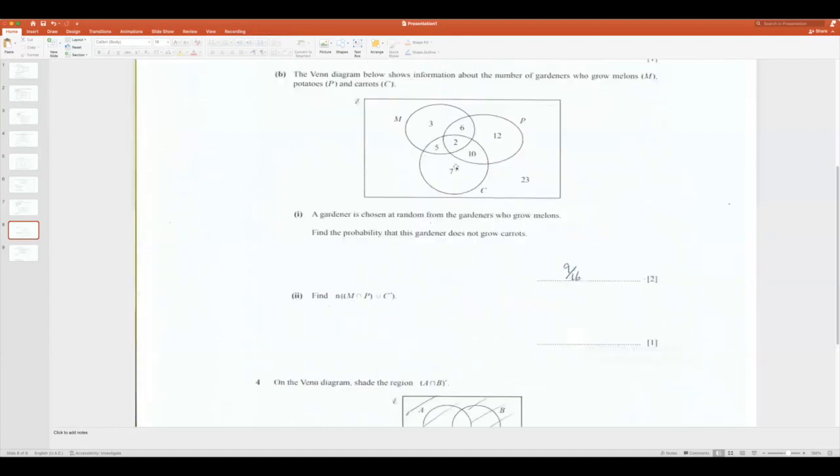Find n of M intersection P union C dash, without C. Without C means we have to add all these values. 3 plus 6, 9, 12, 9, 21, 24, 44. The answer is 44.